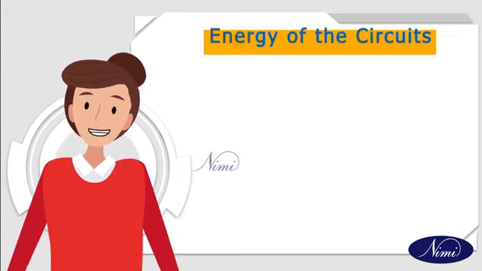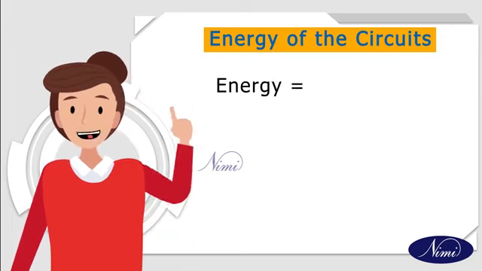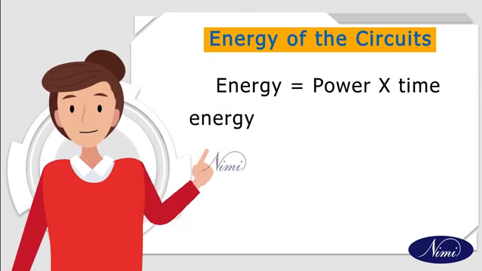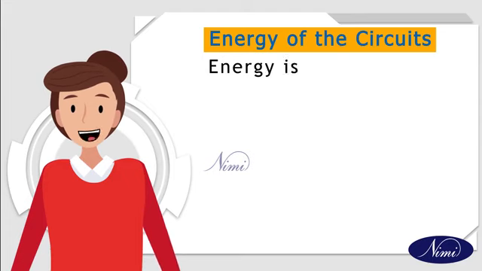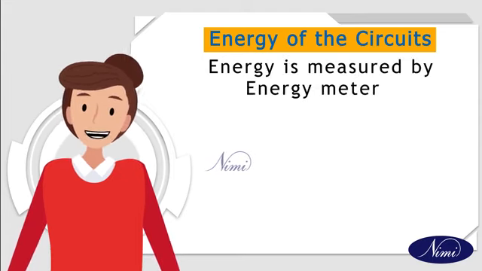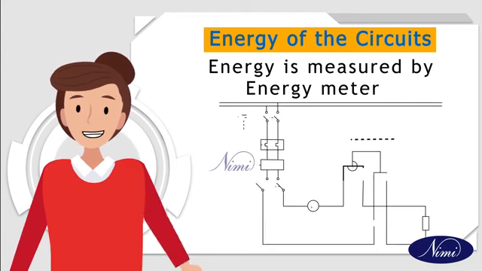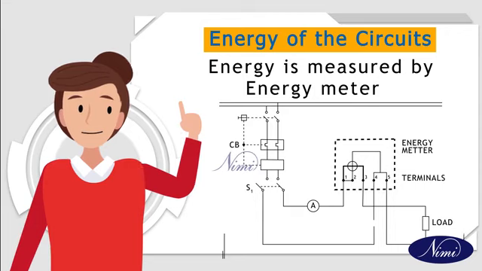Next is the energy of the circuit. Energy means the product of the power into time. Its unit is kilowatt hour. Normally, the energy is measured by an energy meter. The circuit diagram to measure the energy of a circuit is shown in the figure.